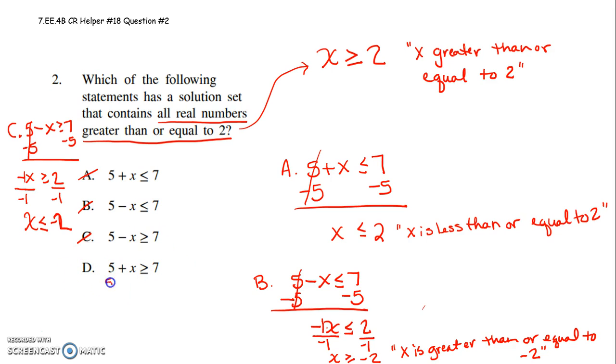Let's solve D. 5 plus x is greater than or equal to 7. Start by subtracting 5 on each side. So then I have x is greater than or equal to 2. What did I need it to be? X is greater than or equal to 2. Finally! This says x, this symbol means is greater than or equal to 2.